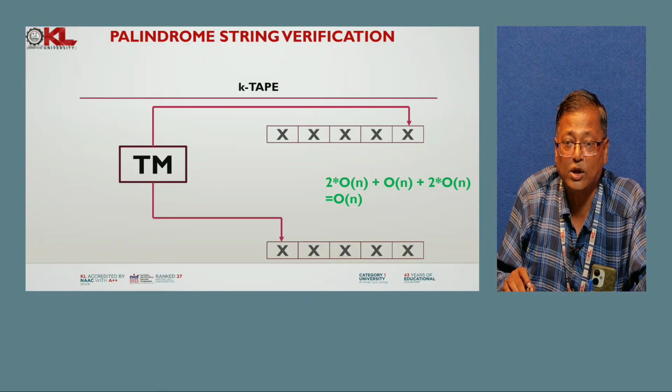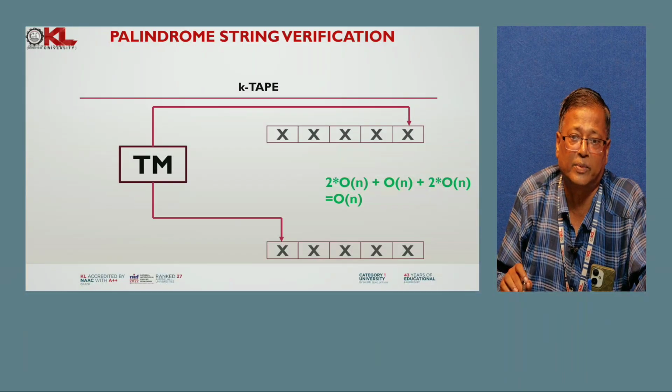So this is order of n. It means first it is 2 times order of n, then order of n, then 2 times order of n for checking. So the complexity is order of n.